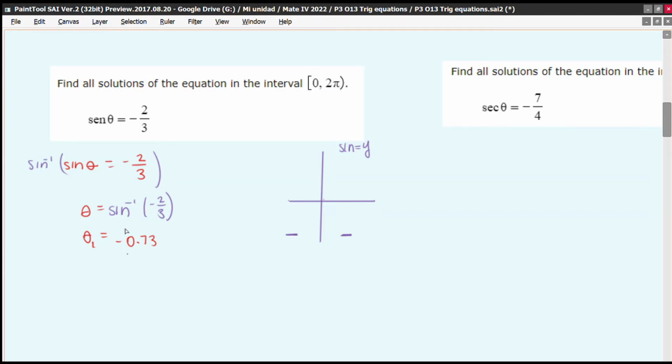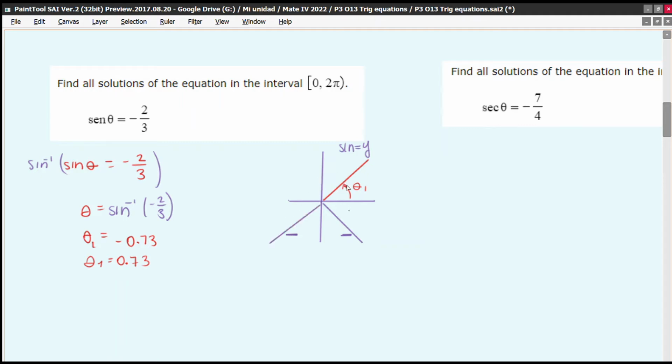And you're gonna say, Andrea, what the hell? You said that my calculator always gave me values or solutions in my first quadrant. And I'm going to tell you, don't worry about it, guys. Just transform it into positive. Take its absolute value. So my first solution is going to be 0.73. Okay, so here is the first level up. This is my solution theta 1, but actually what I want is these two possible angles.